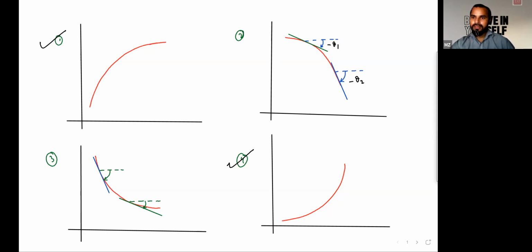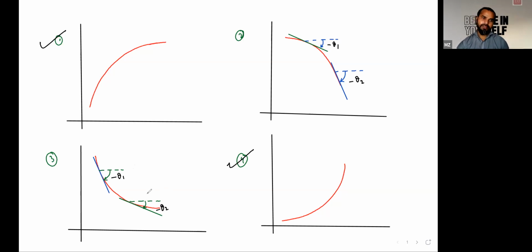Okay, Khalid. I have just asked you whether this particular slope is positive or negative. Khalid, will you define? Yes, sir. Just tell me. It's the third one. Okay, it's negative. Good. So it will be negative theta1 and negative theta2.